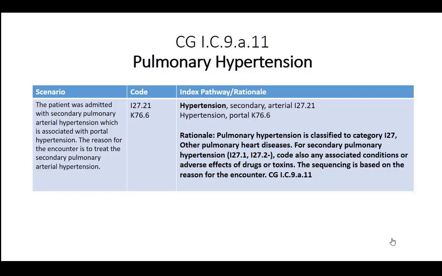In the guideline, pulmonary hypertension is classified to category I-27, and for secondary pulmonary hypertension, I-27.21 and I-27.29, you're going to code also any associated conditions or the adverse effect of drugs or toxins. In our case, the portal hypertension would be the associated condition. The sequencing is based on the encounter. The scenario tells us the reason for the encounter is to treat the secondary pulmonary arterial hypertension.